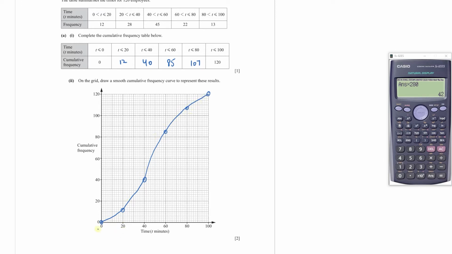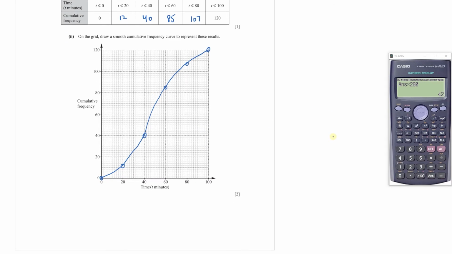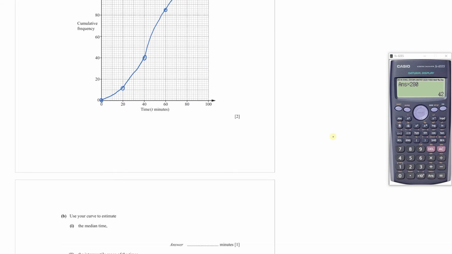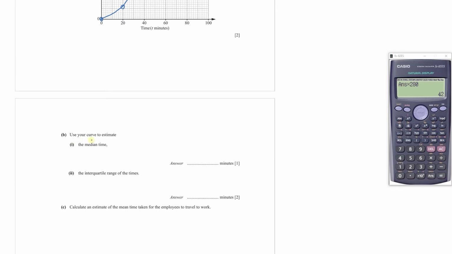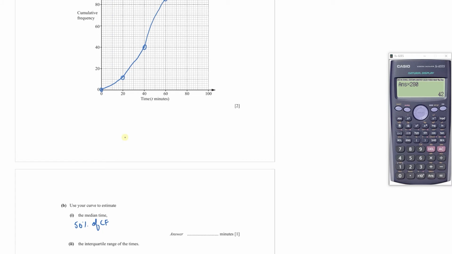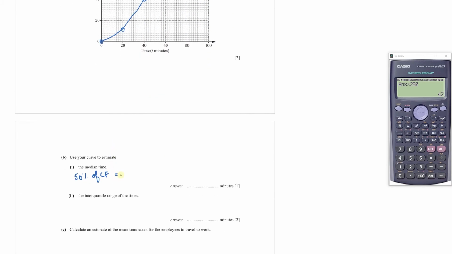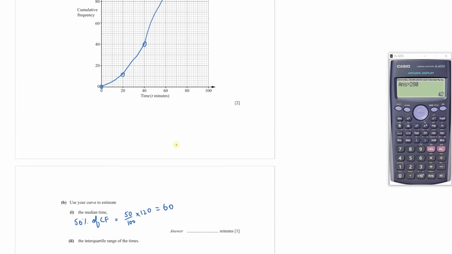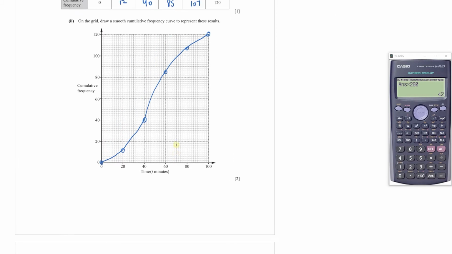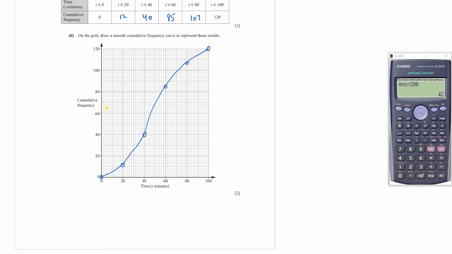So this will be your curve. Part B is: use your curve to estimate the median time. So first we need to find what is 50% of the cumulative frequency for the median. The total frequency is 120. So that will be 50 over 100 times 120, which is 60. So we need to find the time value at a cumulative frequency value of 60.